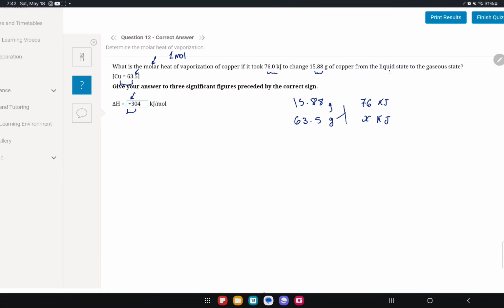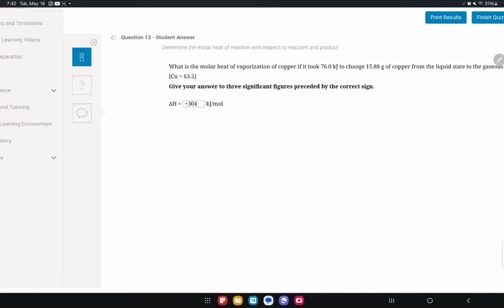And obviously it's positive. Why is it positive? Because we're going from liquid to gas, and remember, you have solid, liquid, gas, and if you're going to the right, it's endo, meaning it's a positive delta H, right? So if you cross multiply, you're going to get plus 304. Okay. Question 13.